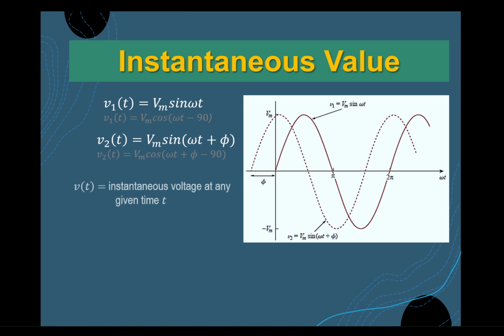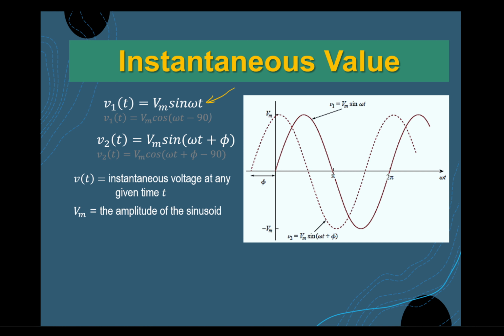So instantaneous value, in this case instantaneous voltage, is represented by v(t). Meaning at any given time, you have this value. So you just change the value of your t with whatever time you want in the diagram. Then we call Vm the amplitude of the sinusoid. In this case, we have here the peak value of your signal.